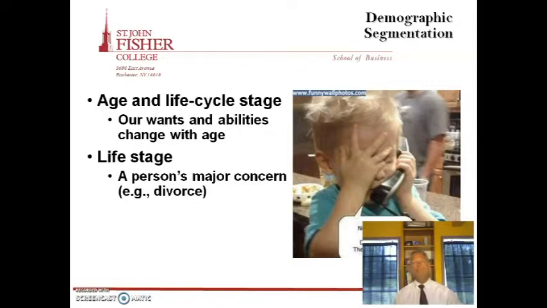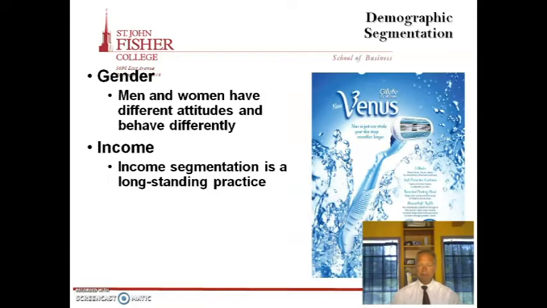You can't say that all, say, 49-year-old males are the same, because some 49-year-old males have kids in high school, and some 49-year-old males have very young children. So they're going to be different based on that. And that's part of demographic segmentation. It's part of the life cycle and the life stage of demographic segmentation.